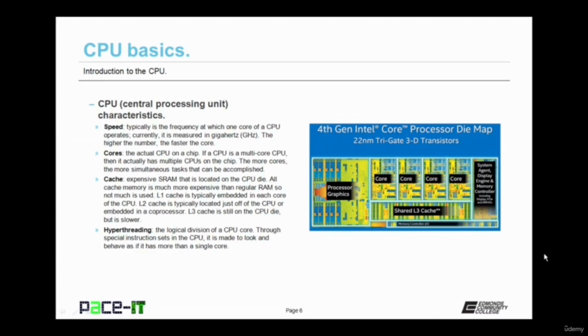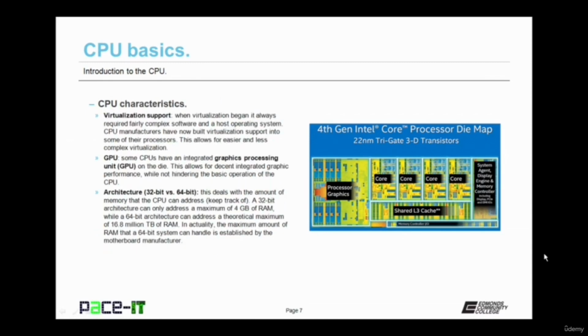Now let's move on to hyperthreading. Hyperthreading is the logical division of a CPU core. Through special instruction sets, the CPU is made to look and behave as if it had more than a single core. So you could have a 2-core processor that had hyperthreading, and it would actually behave like it was a 4-core processor. Some CPUs have virtualization support.